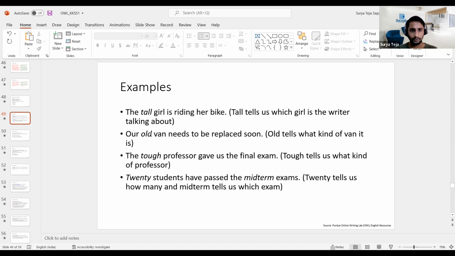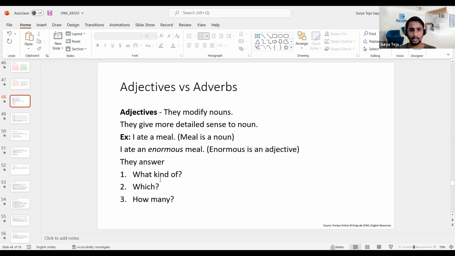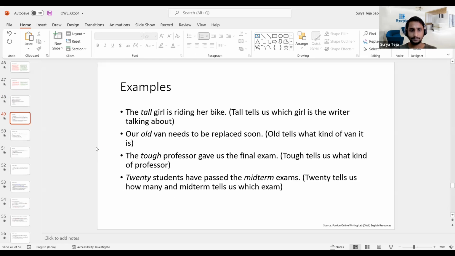If you go to the second sentence, our old van needs to be replaced soon. Here, old is an adjective and van is the noun. It is modifying the noun. It is giving more information about the noun. It is talking about what kind of van it is. Is it an old van or is it a new van? So as I said, adjectives usually answer these things: what kind of, which, and how many.